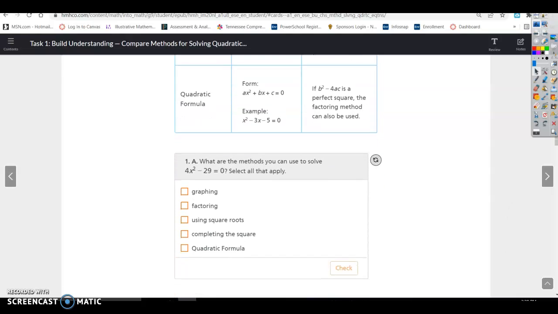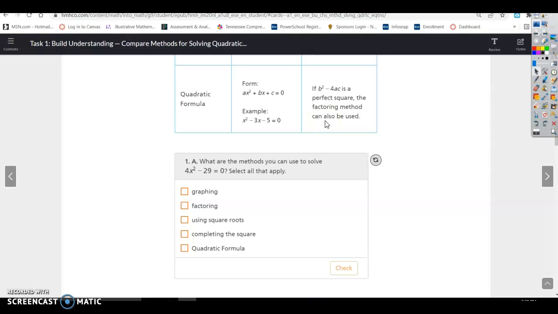All right, quadratic formula. As long as it's in standard form, which means a, b, and c are on one side and it's set equal to 0 on the other side, then you can use the quadratic formula for any quadratic equation to find the zeros. You also can use the discriminant, which is b squared minus 4ac, in order to see how many solutions it has.